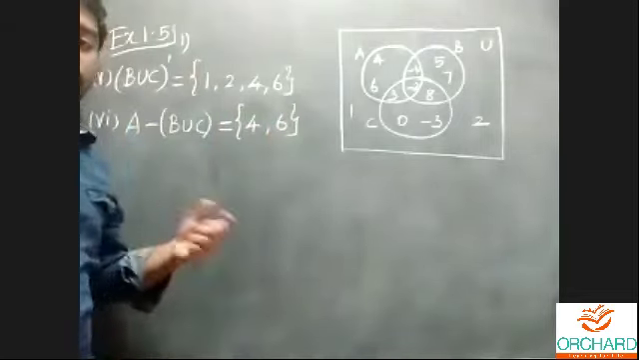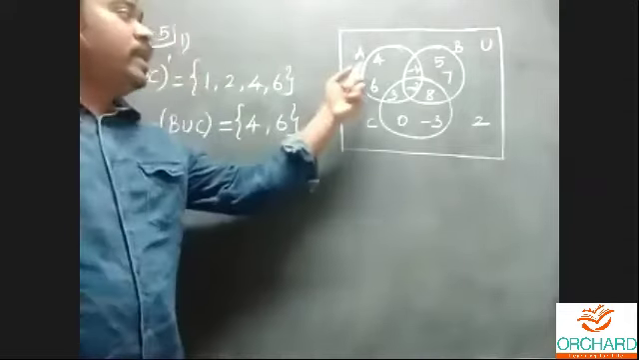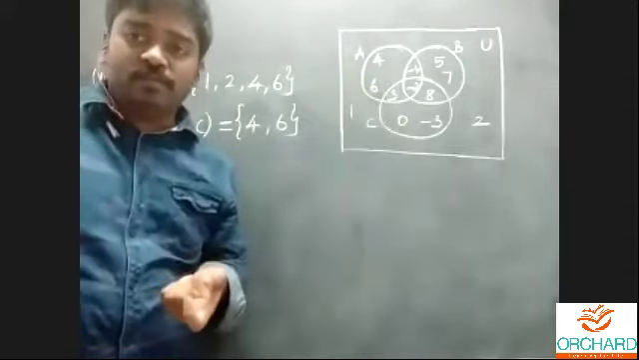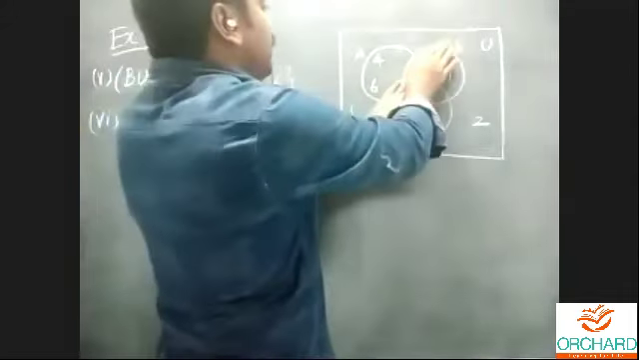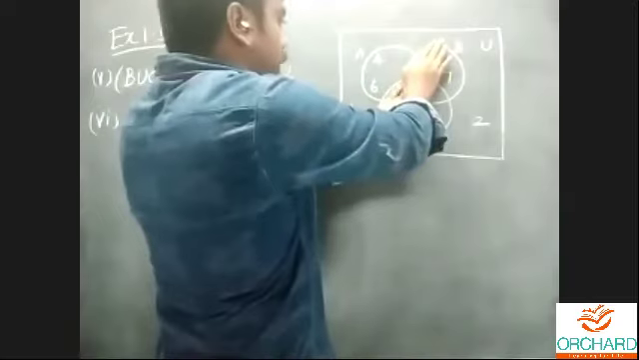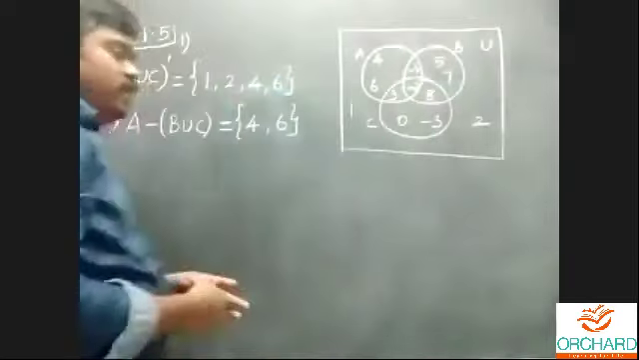So do you have any doubt? I can refer the Venn diagram shade. Okay, shading the Venn diagram: A difference B union C. That is by the law of set difference. A difference, this is your B union C. Can you completely remove B union C from A? Okay. B union C is completely removed from A. That is 4, 6.